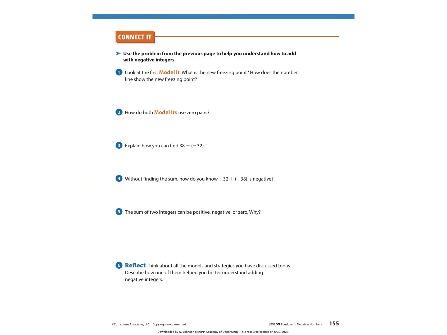So for this last one, I'm just going to go through these 6 answers quickly to make sure you did this part correctly. The first model, which is the number line, how does the number line show the new freezing point? So it shows the new freezing point because it starts at 32. And then it moves left 38 times, or 38 spaces. And it ends you up at -6, okay?